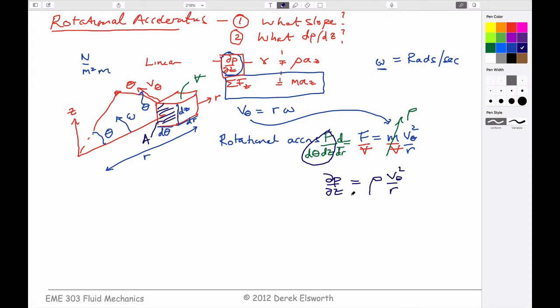And that's it. And if we wanted to, we could substitute in for v theta being equal to the radius of the length of string multiplied by its angular velocity. So this is kind of a standard result. We could have derived it in a more rigorous way maybe, but we probably don't need to. It's good enough for us.